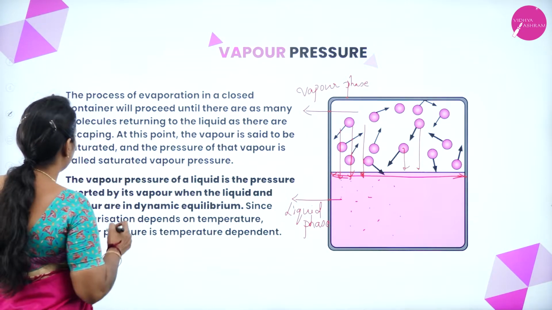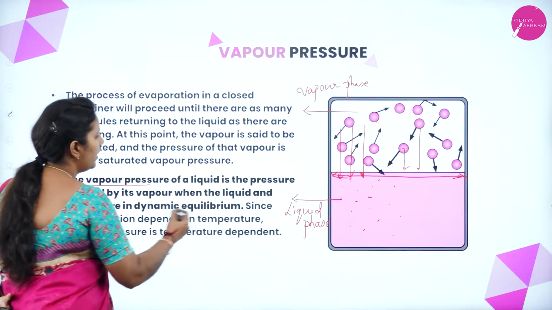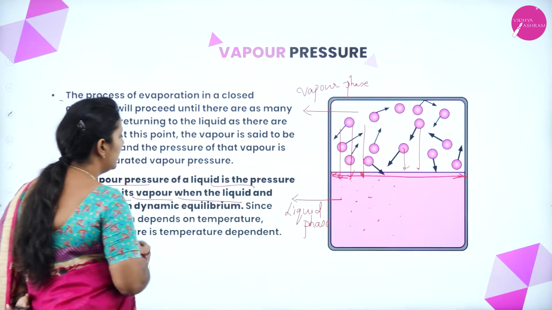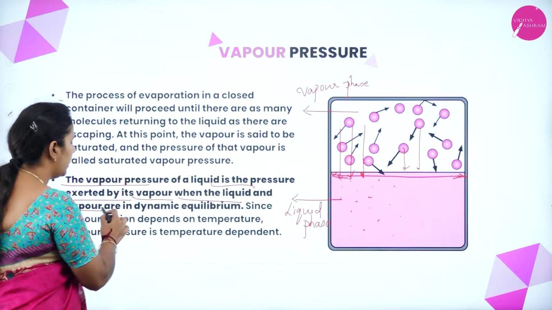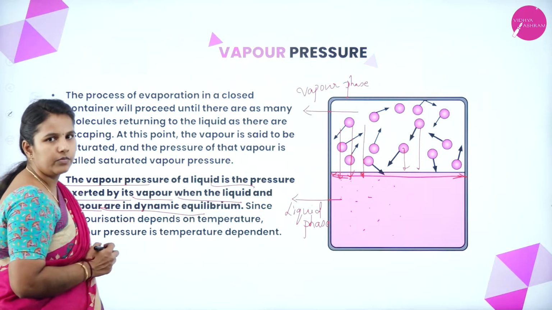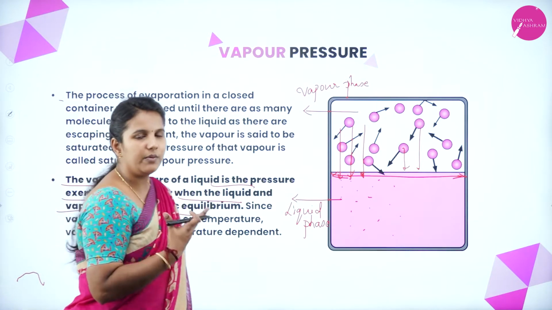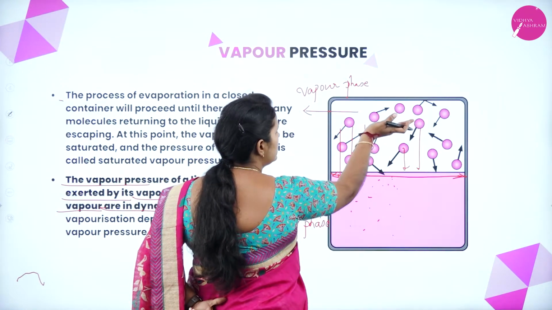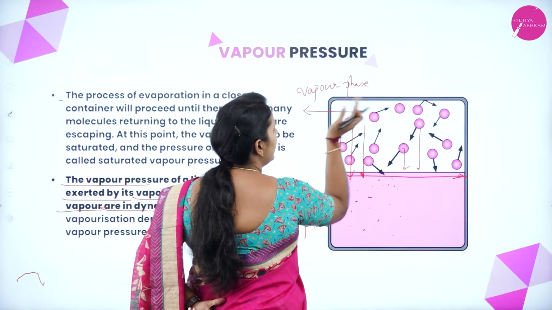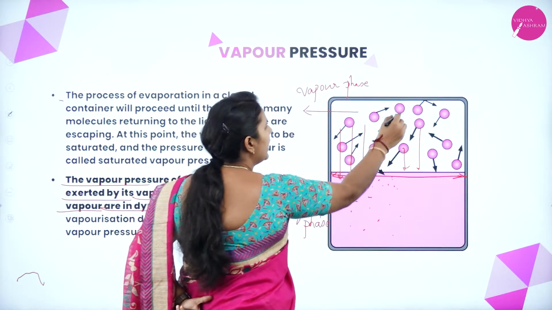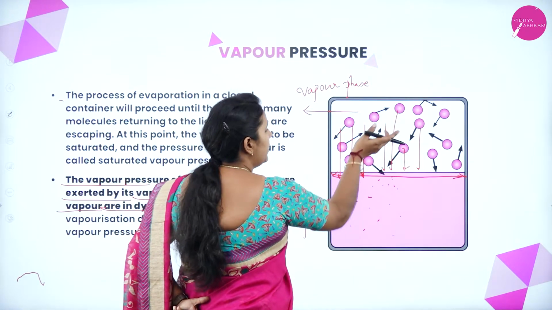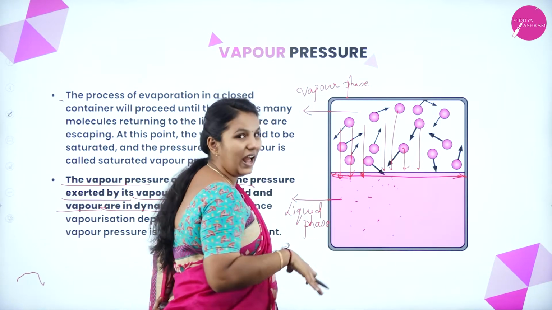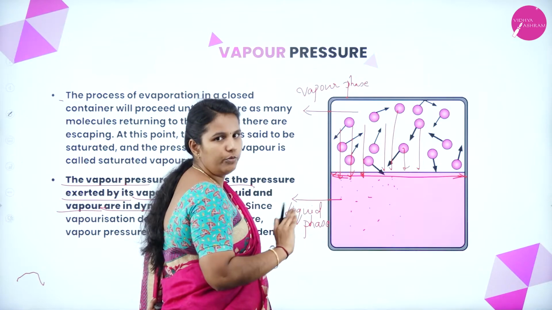So, what is vapor pressure? Vapor pressure of a liquid is the pressure exerted by the vapor when the liquid and vapor are in dynamic equilibrium. What is the dynamic equilibrium state? When the molecules of the liquid go to the vapor phase, they never stay longer in the vapor state. Again, they come down. So, the number of particles that evaporate should be equal to the number of particles that condense. That is known as the equilibrium state.